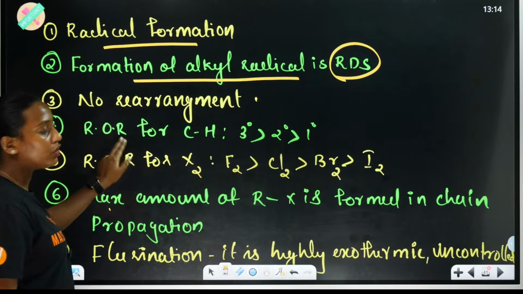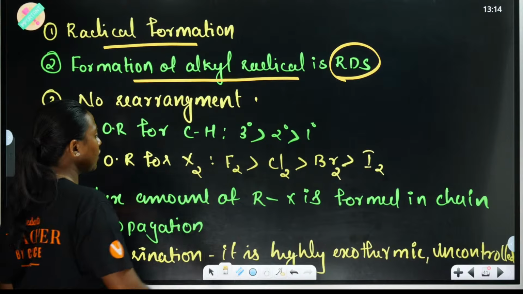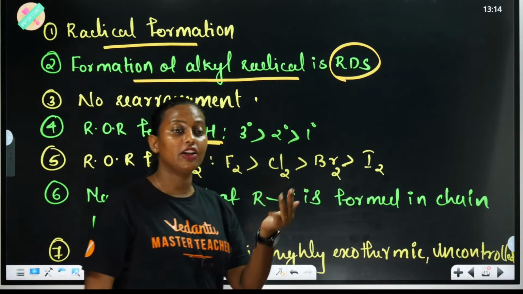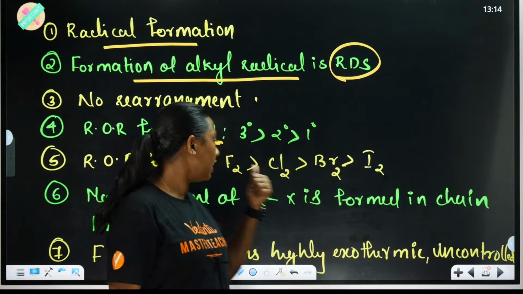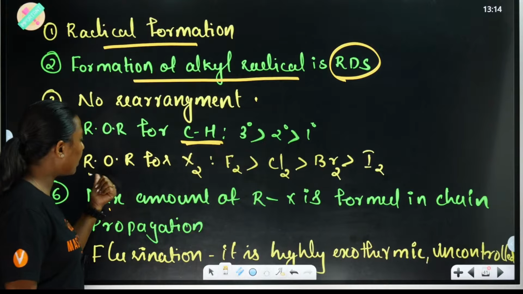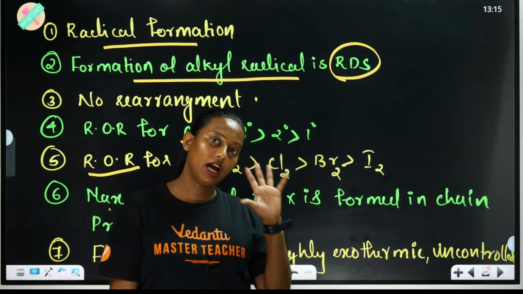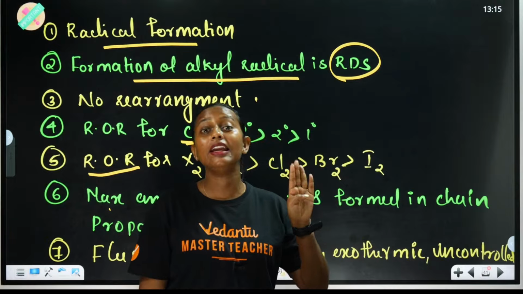And the rate of reaction is very important. For the C-H order, the rate of reaction is first tertiary, then secondary, then primary. Next, the rate of reaction for halogens: we know that fluorine is the most reactive, then chlorine, then bromine, then iodine.